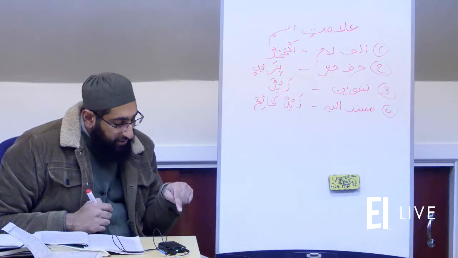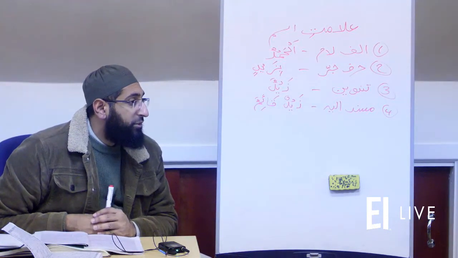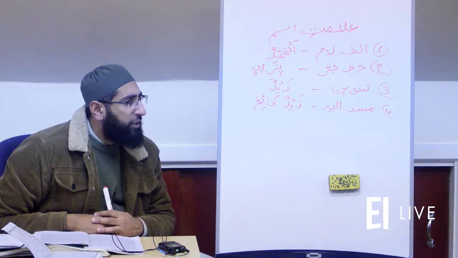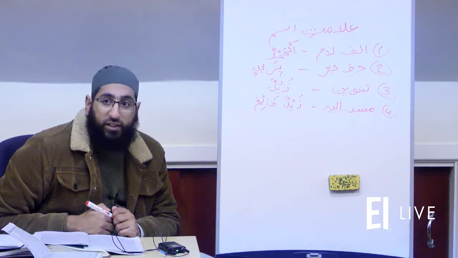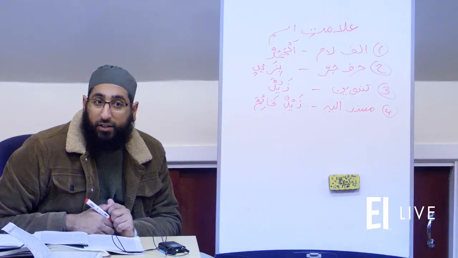So if you say this is an ism and it's musnad ilay, meaning it's mubtada, it is jumla ismiya and it's mubtada, or jumla fi'liya for that regard, and you say it's musnad ilay and it's a fa'il. Yes? Then in this case it's definitely an ism. It is definitely an ism.